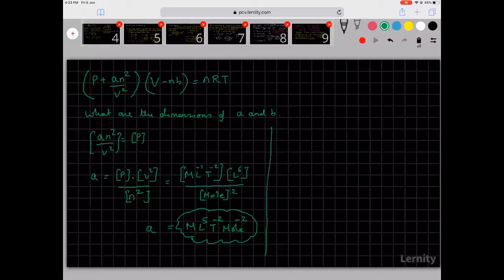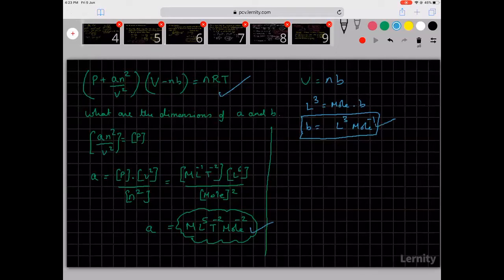Then the dimension of B. So dimension of B should be the same as the dimension of volume. So volume must be equal to nB. So L power 3 must be equal to mole into B. So B must be equal to L cubed into mole power minus 1. Okay, so this question came in your entrance exams and you are expected to work out like this.